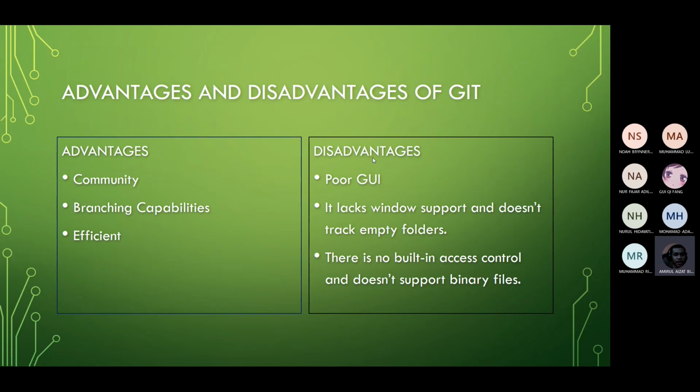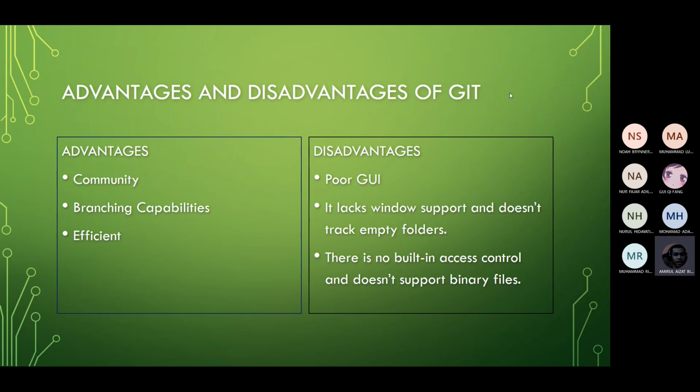So what are the disadvantages of Git? The disadvantages of Git are that it has a poor GUI, and second, it lacks Windows support and doesn't track empty folders. And lastly, there is no built-in access control and it doesn't support binary files. So these are the advantages and disadvantages of Git.